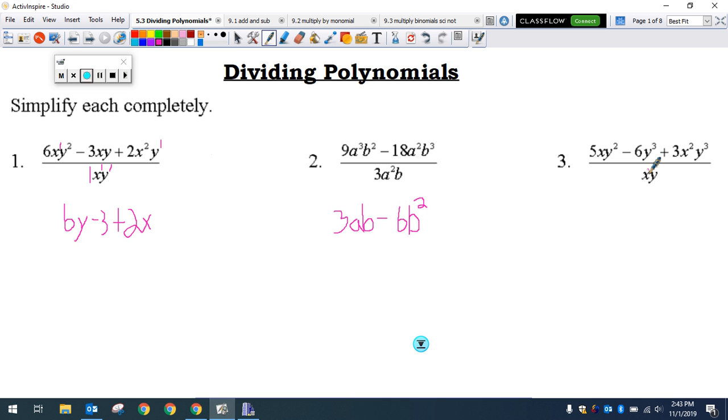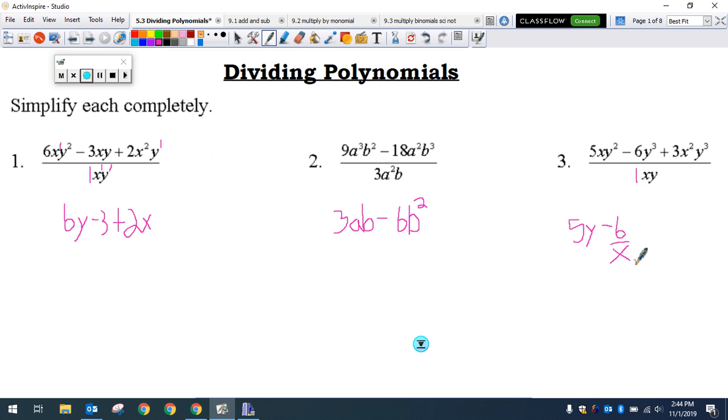Number 3, there's really a 1 there. 5 divided by 1 is 5. Your x's cancel, and when you subtract your y's, you just get y. Bring down your minus and your 6. Okay, so now look, there is no x here, so I'm going to leave the x on the bottom. Okay, it doesn't just go away. Since there's no x on top to combine it with, it stays on the bottom.